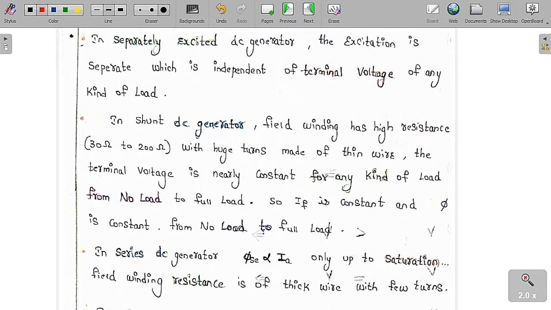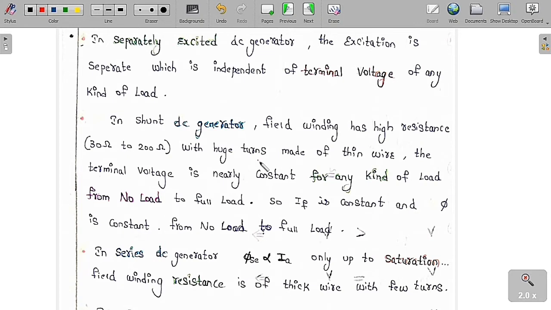In a shunt DC generator, the field winding has a high resistance, which is 30 to 200 ohm, with a huge number of turns but made of thin wire. Turns are huge, so the wire is very thin, because R is equal to rho L by area. As area decreases, the resistance increases. Here we use a huge number of turns. As length increases, the resistance increases. So they have a huge length, or a huge number of turns.